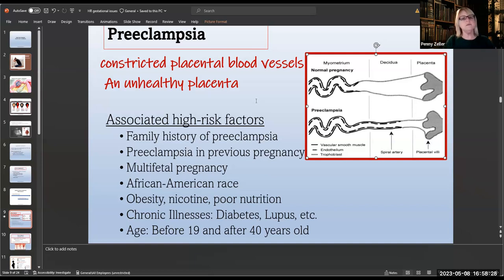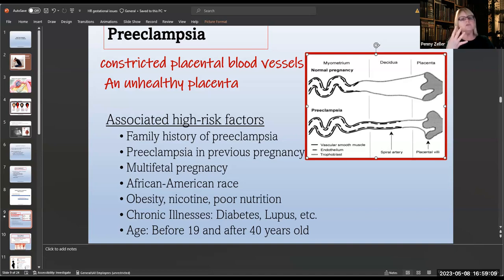Not only the kidneys, but the brain, the blood vessels in the cerebrum are clamping down. The blood vessels in the lungs are clamping down. In the liver, clamping down. So it's not just the uterus or just the placenta that's being affected. It's the brain, the lungs, the liver, and the kidneys. Those are the four systems that we have to monitor when a client has preeclampsia.